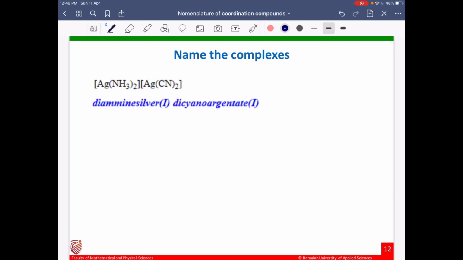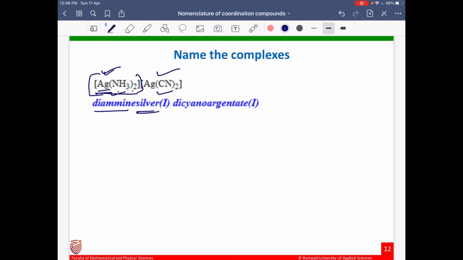Another example, [Ag(NH3)2][Ag(CN)2]. Here both cation and anion are complex ions. So among these, which one is the cation? The cation is this part, that we have to name first. How many ammonia groups? Two ammonia groups, so it is diammine and silver. Here I don't have to write argentate, because here the silver is part of the cation. So I will write silver.